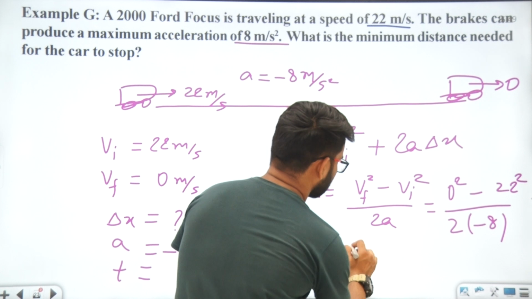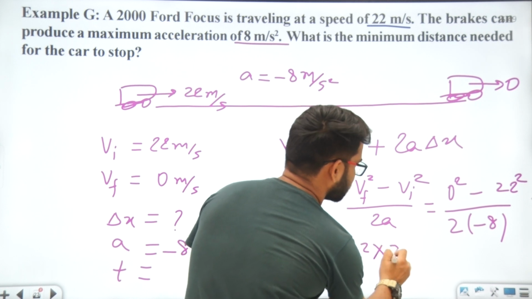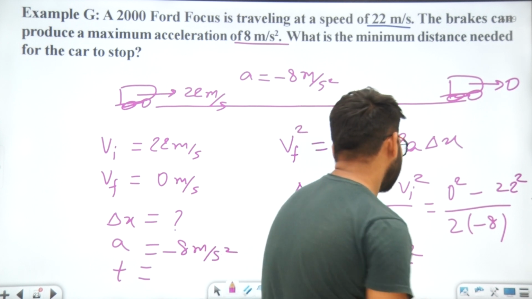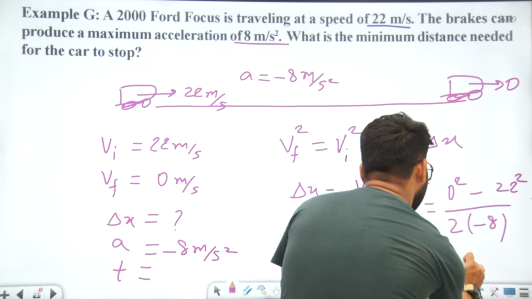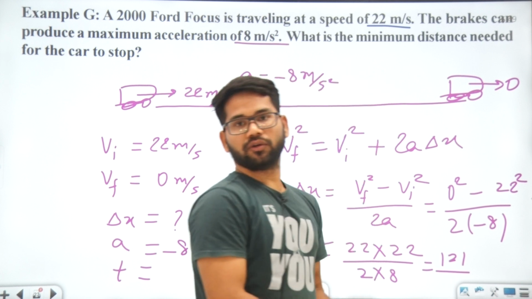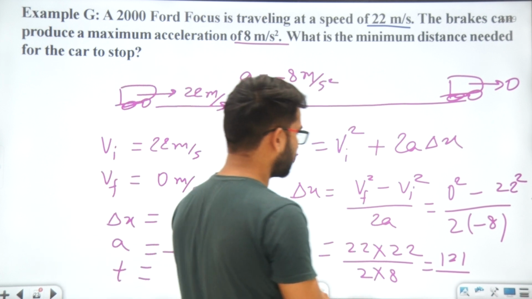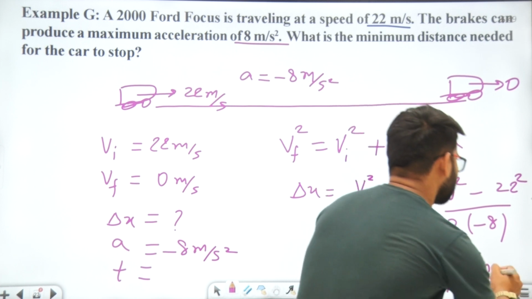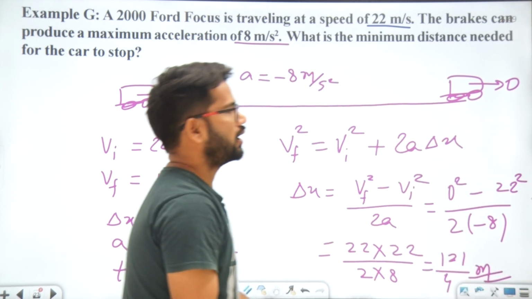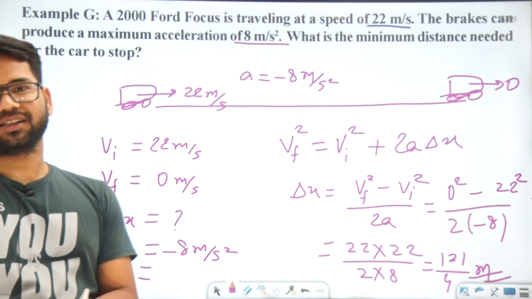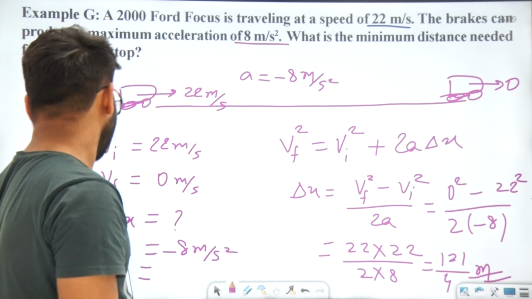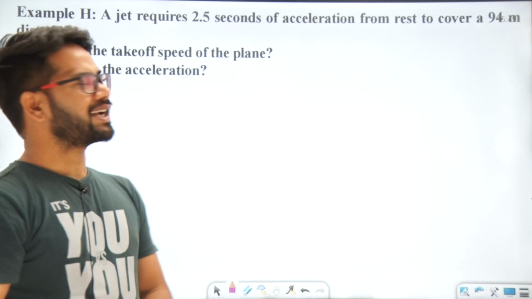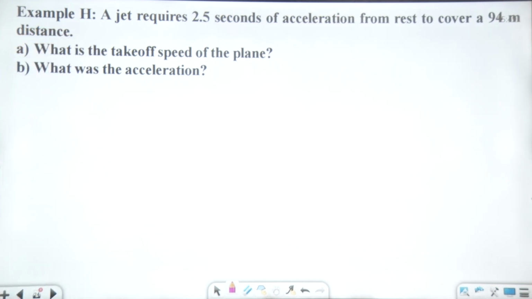From here we got 22 into 22 over 2 into 8. Let's simplify this. So we got 121 over, we will get 30.25 meters. This is our answer for this question. I hope you understand this question and the concept behind it. We can go for another example.